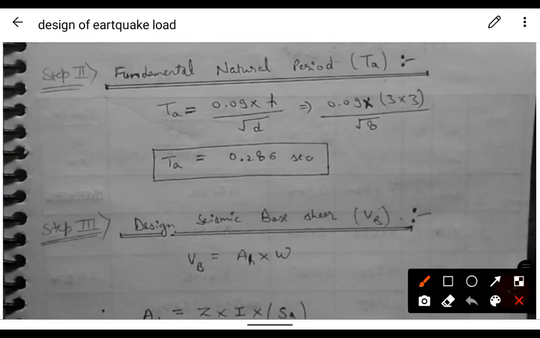That is the total seismic weight of this building. Now we need to calculate the fundamental natural period, denoted by TA, and the value of TA is generally calculated from this formula, that is 0.09 multiplied by h and whole divided by under root d, that is small d.